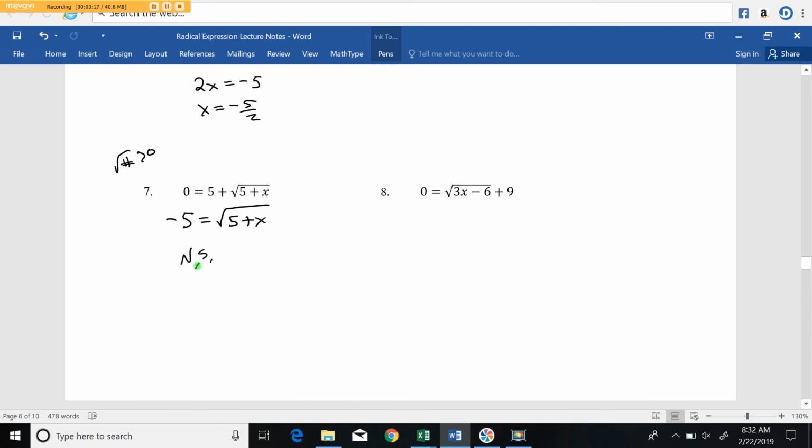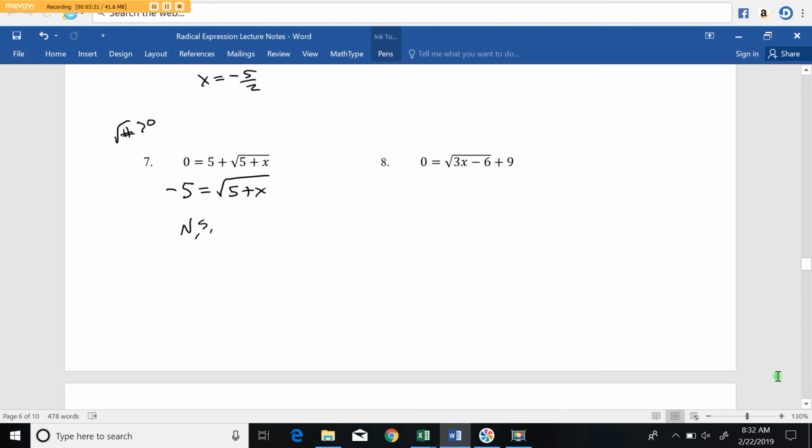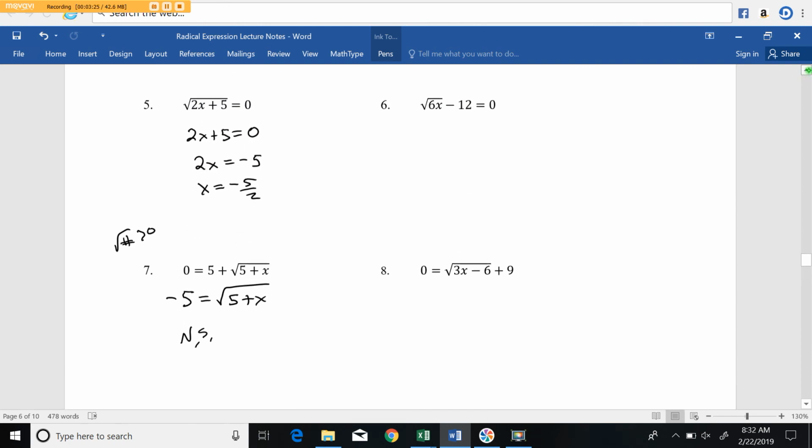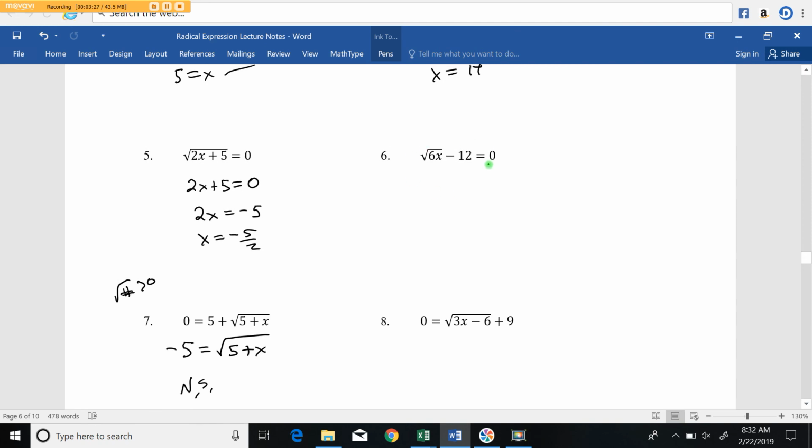All right. I'm going to leave the rest of these as an exercise for the reader. Try to solve this one for x, and this one, number 6. The first step here would be to add 12 to both sides and then square both sides, and it shouldn't be too bad. So I hope this video helps demonstrate, very quickly and effectively, hopefully, how to solve equations with radicals.